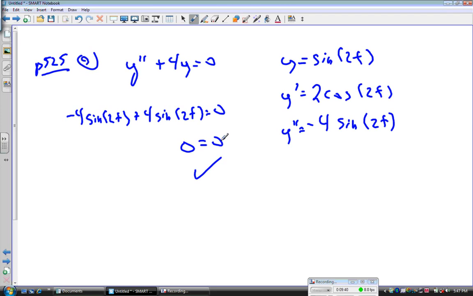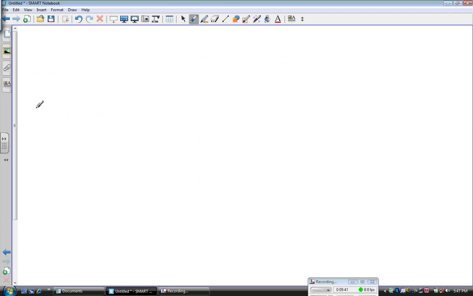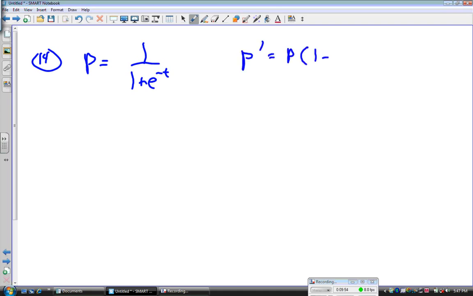Okay, let's try another one. Same page, number 14, same kind of question. They said, is p equal to 1 over 1 plus e to the negative t, a solution to p prime equals p times 1 minus p? Well, let's find out. Let's find p prime. What's dp dt?